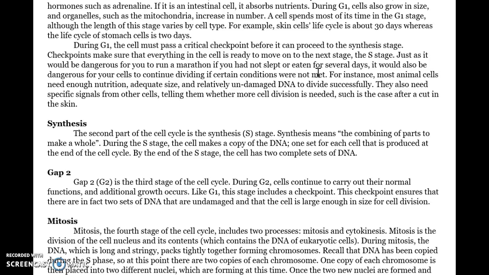For instance, most animal cells need enough nutrition, adequate size, and relatively undamaged DNA to divide successfully. They also need specific signals from other cells telling them whether more cell division is needed, such as the case after a cut in the skin. So, in order to begin dividing, a cell needs to know when it's ready to divide. There would be indicators from other cells if there was damage, saying, hey, we need more copies made. And once again, those checkpoints make sure that a cell is actually ready to proceed before it goes to the next stage.